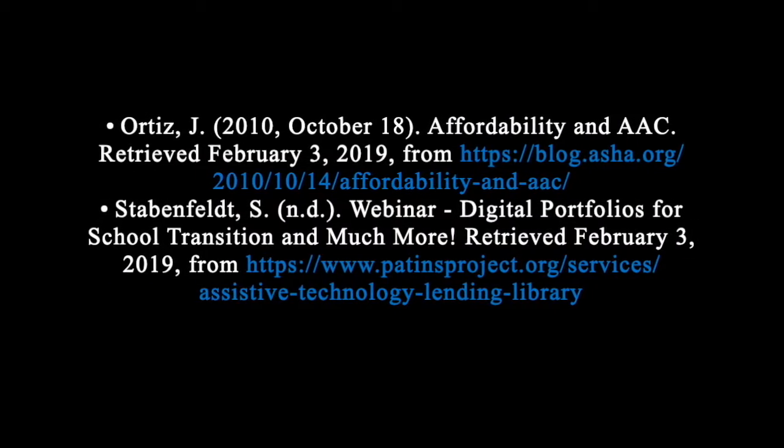According to Affordability and AAC by Jay Ortiz, high-tech AAC devices can cost hundreds to thousands of dollars. There are ways to obtain funding for AAC, and it all depends on which state one lives in, but a common source of funding is through the family's insurance or some other type of federal program. Since AAC does have cost issues, there are resources families can use.